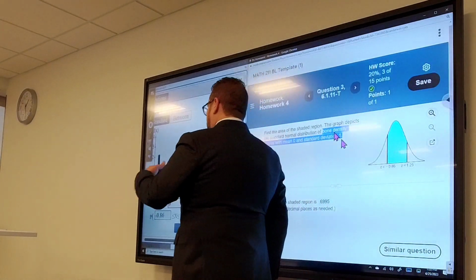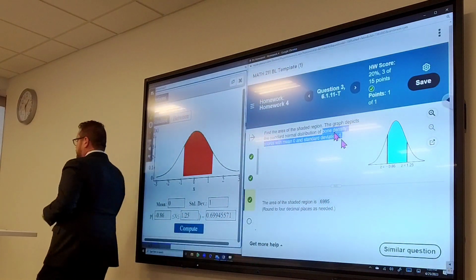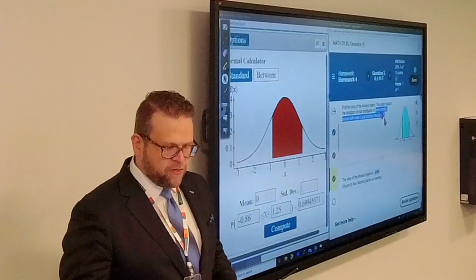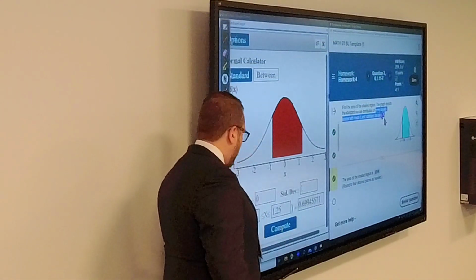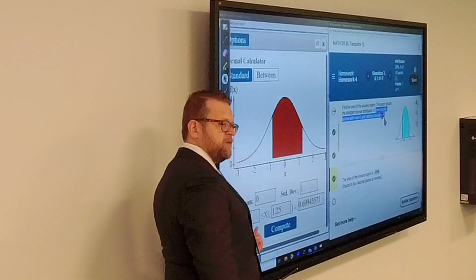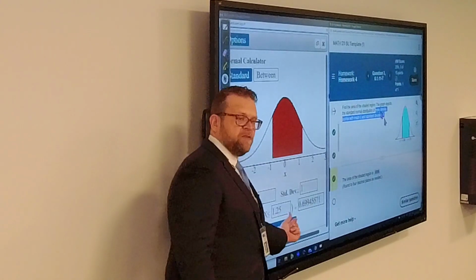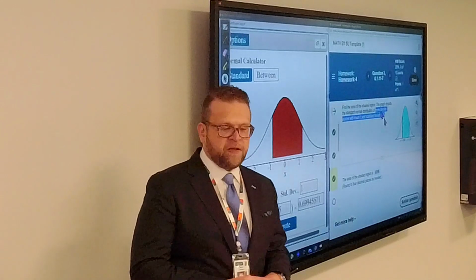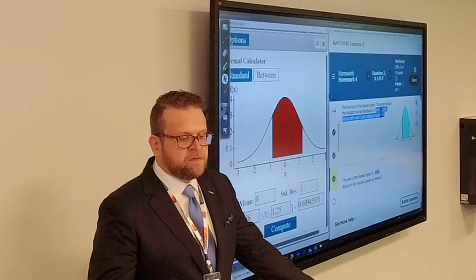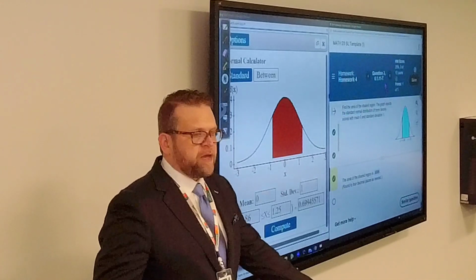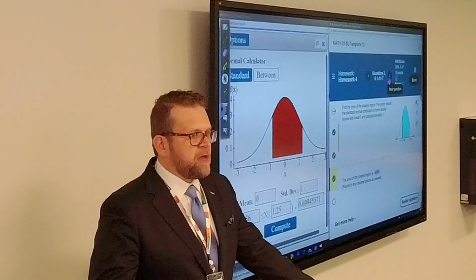That's our ultimate goal, is to be able to interpret things in that manner. That we have a 70% chance of the randomly selected patient having a bone density score in this interval between minus 0.86 and 1.25. That is where we're headed, where everything we look at will have to be reinterpreted in that way.